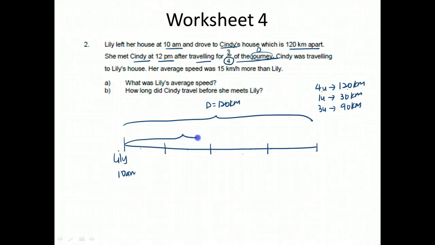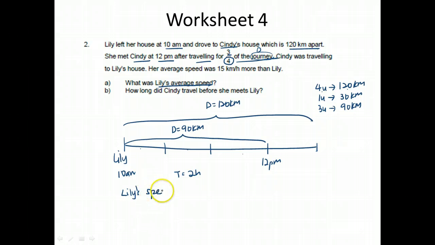So she has traveled 90 kilometer, and she met Cindy at 12 p.m. So 10 a.m. to 12 p.m. the time taken is 2 hours. So now I want to find Lily's average speed. So Lily's average speed is 90 divided by 2, which is 45 kilometer per hour.